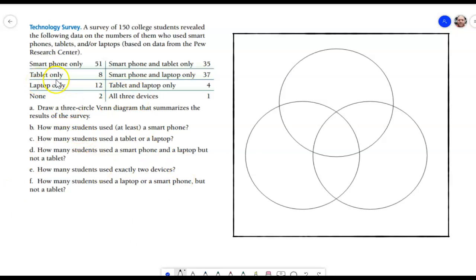It says draw a 3-circle Venn diagram that summarizes the results of the survey. How many students used at least a smartphone? How many students used a tablet or a laptop? How many students used a smartphone and a laptop but not a tablet? How many students used exactly 2 devices? And how many students used a laptop or a smartphone but not a tablet?